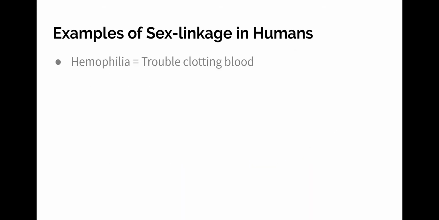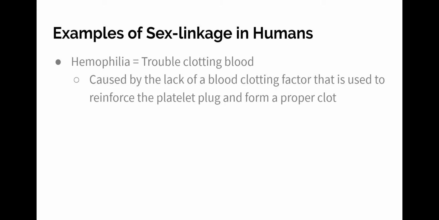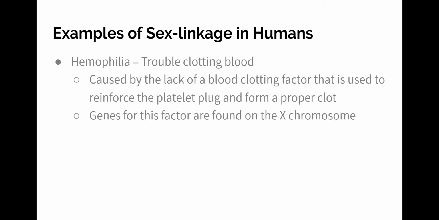Another example of sex linkage in humans is hemophilia. Now, for those of you that are not familiar with hemophilia, it's all about the trouble of clotting blood in your body. You lack the factors that help you clot or reinforce the platelet plug. You may remember this from Bio 20. Essentially, the platelets go to the surface and then that fibrinogen wraps around it. We are lacking that in a person with hemophilia. So if they bump themselves or cut themselves, their blood does not clot.